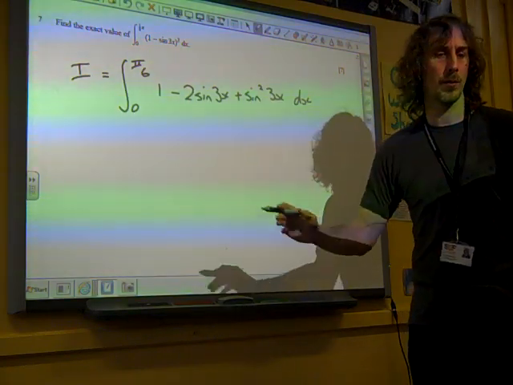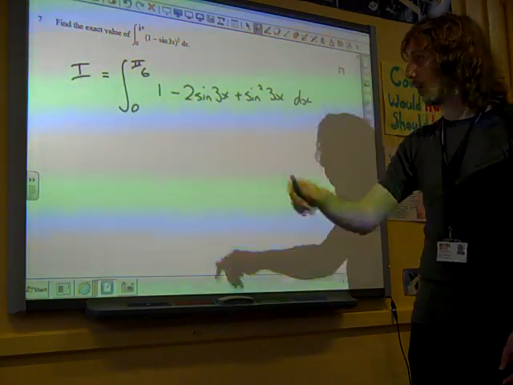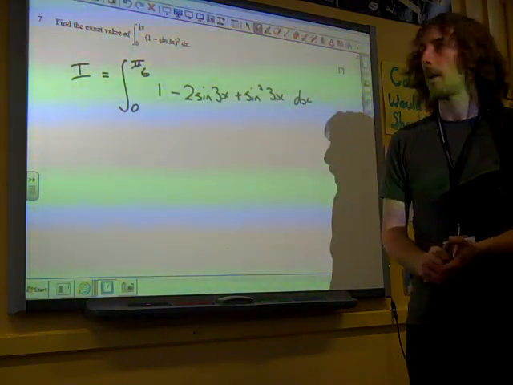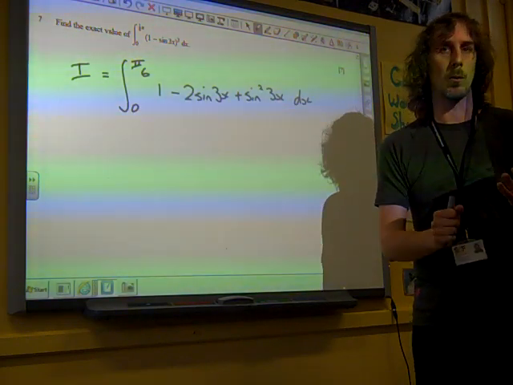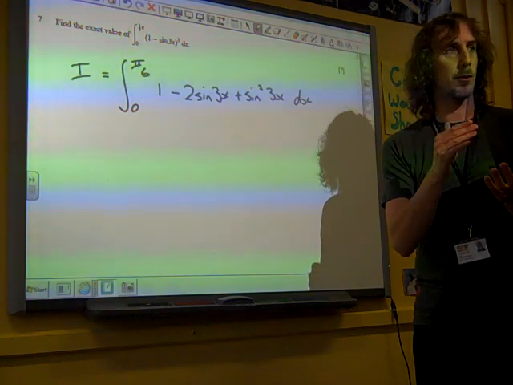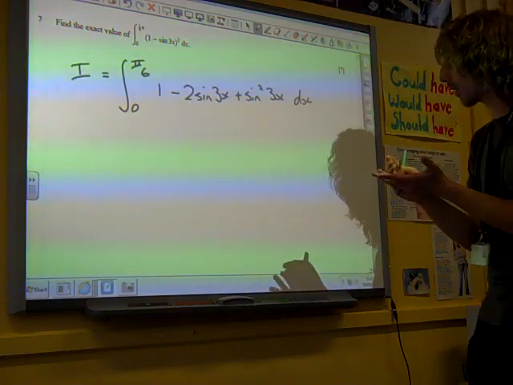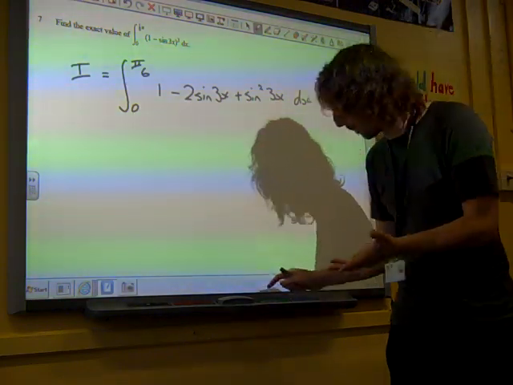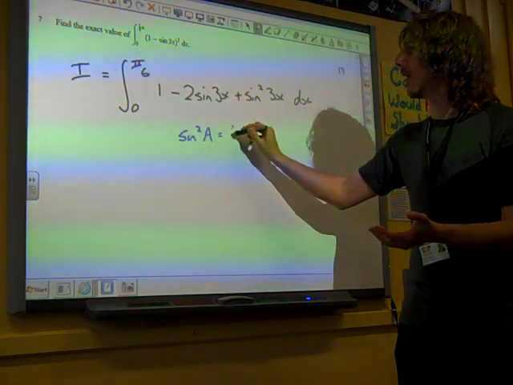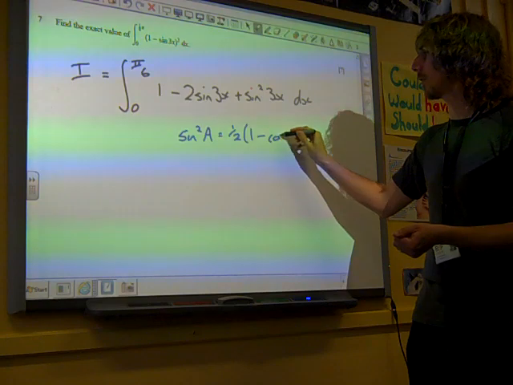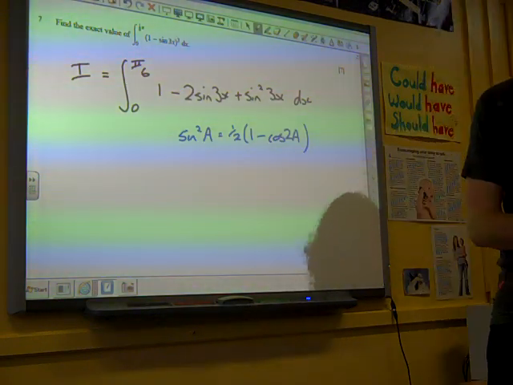We've now got 3 things that we want to integrate. The 1 I'm really happy with. The 2 sine 3x, I can do that. The sine squared 3x. Now hang on, that's one of the ones that we just wrote as being part of our trigonometric identities type of integrals. So we can't just go straight into sine squared 3x. We've got to remember the identity: sine squared a is a half times 1 minus cos 2a. That's the identity that we've got.